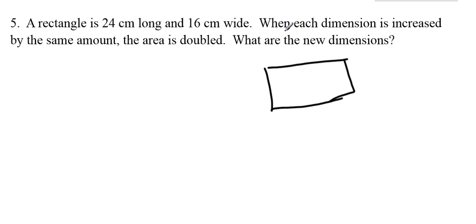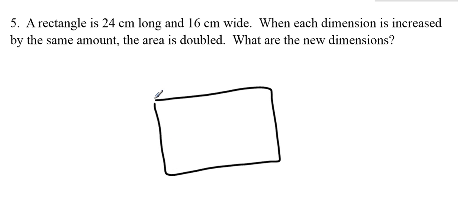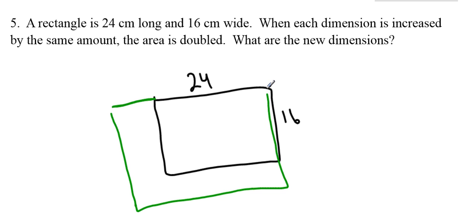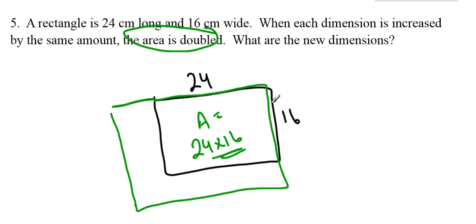So we start with a rectangle. Let's actually center it, you know. So we start with a rectangle and it's 24 centimeters by 16 centimeters. And then we increase each dimension. So we make the length longer and we make the width wider. So we're going to increase to a new rectangle. And each dimension is increased by the same amount and the area will be doubled. What are the new dimensions? So if the area is doubled, we can do that pretty quickly because we know the area of the original rectangle will be 24 by 16, which means we can do that calculation and we can find the new area.